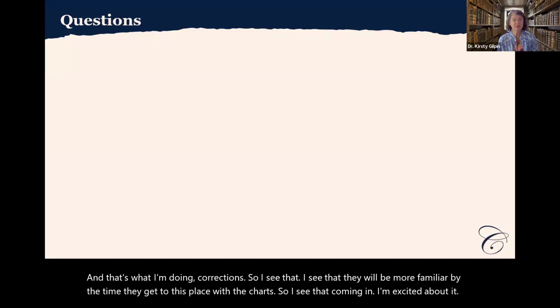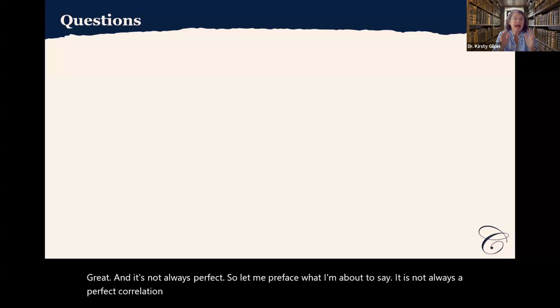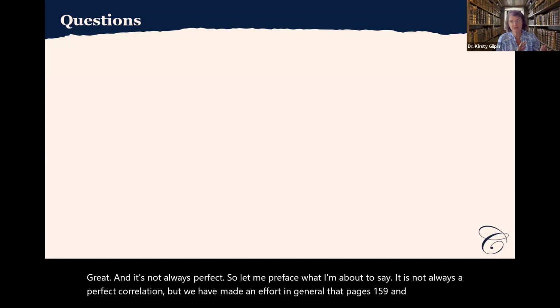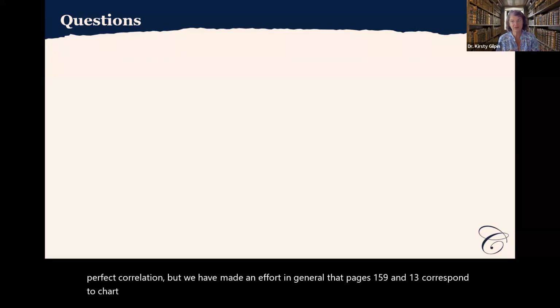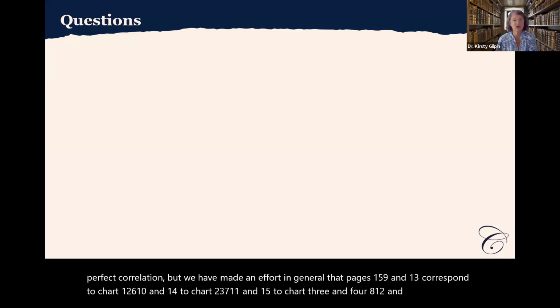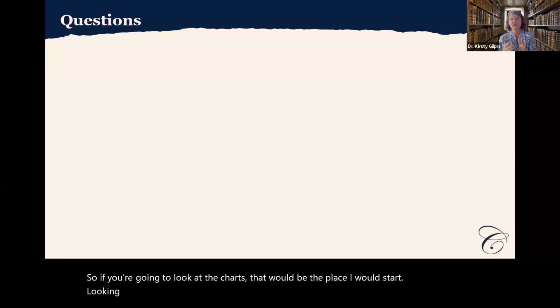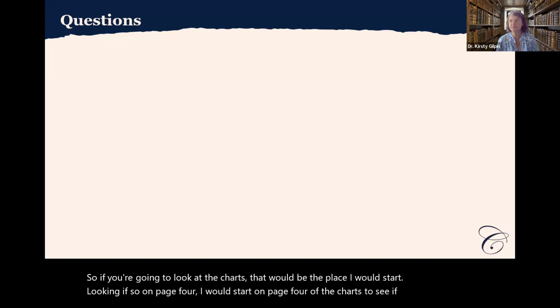Right. And it's not always perfect, so let me preface what I'm about to say. It is not always a perfect correlation, but we have made an effort in general that pages 1, 5, 9, and 13 correspond to chart 1, pages 2, 6, 10, and 14 to chart 2, pages 3, 7, 11, and 15 to chart 3, and pages 4, 8, 12, and 16 to chart 4. So if you're going to look at the charts, that would be the place I would start. Like on page 4, I would start on page 4 of the charts to see if my answer was there.